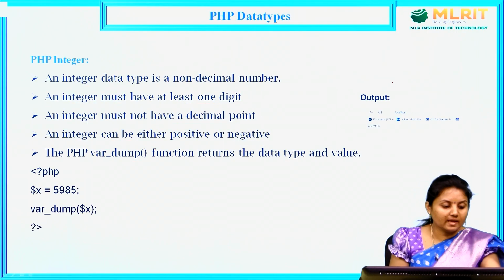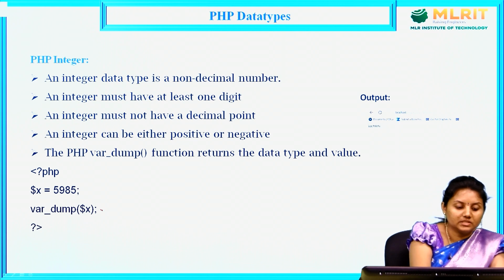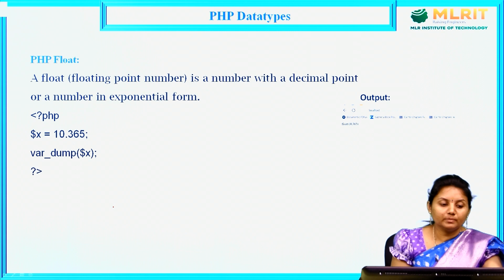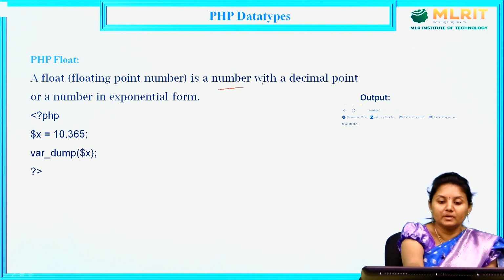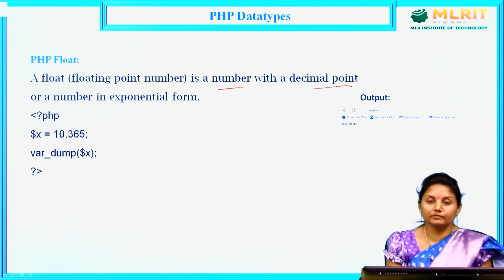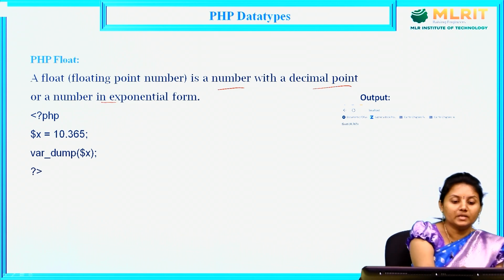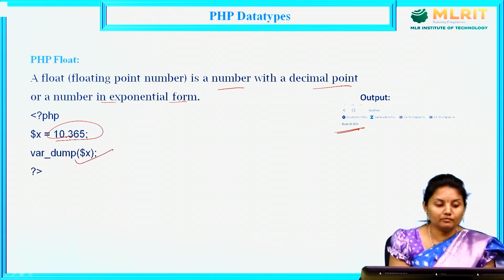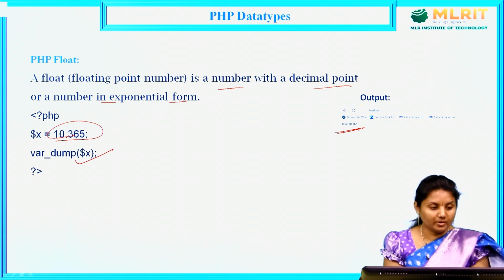Here is an example, var_dump of $x. It will give you an integer. And PHP floating point number: a floating point is a number with a decimal point, but for an integer you are not going to give a decimal number. For float you can give the number in exponential form. So here you are giving $x and var_dump, you will get float. Okay, float means what? A decimal point number.